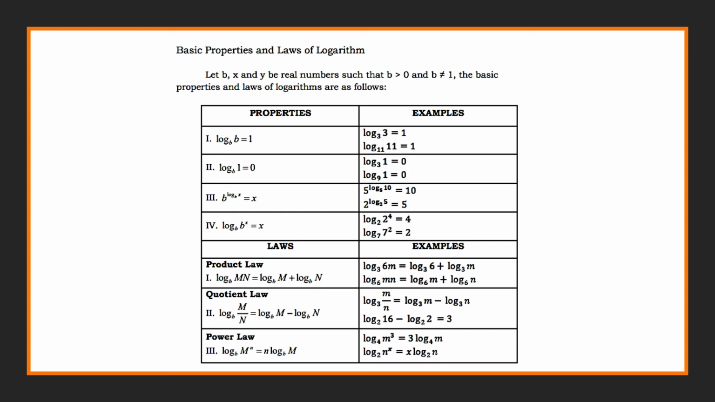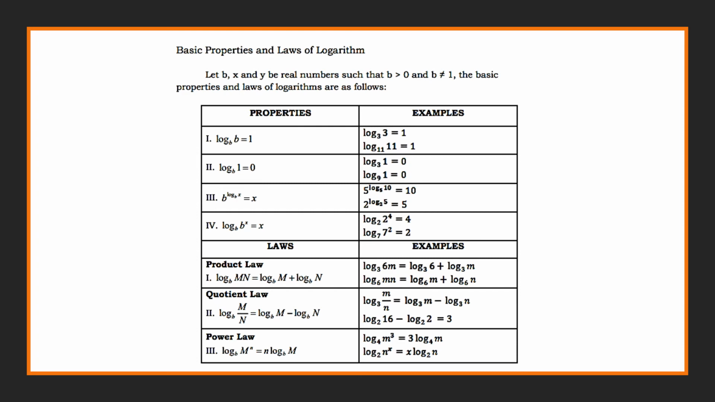Okay, so laws. Product law, meron tayong quotient law at power law. Pag product law, di ba, multiplication ng dalawa dito, sum naman siya. So, logarithm of m to the base b plus log n to the base b. Quotient minus. Okay? Product law plus, quotient law minus. Sa power law, yung exponent niya doon, mapupunta dito sa parang numerical coefficient ng logarithm. Okay? Let's take a look at each example here. Okay? Logarithm of 6m to the base 3. So, ang ibig sabihin niyan, log 6 to the base 3 plus log m to the base 3.